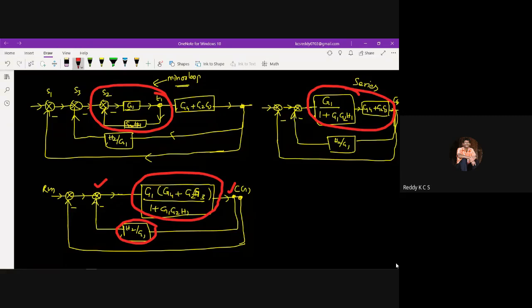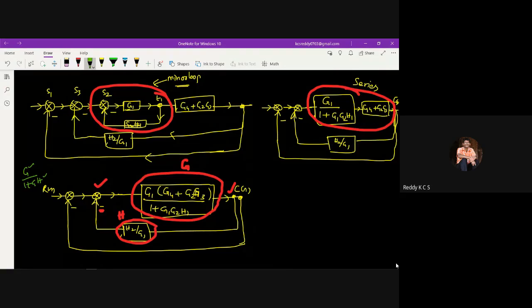When writing the minor loop formula, this will become G and this will become H. Here it is a negative feedback, so G by 1 plus G into H. So what is the G value? What is the H value? These need to be substituted if I remove this whole minor loop.